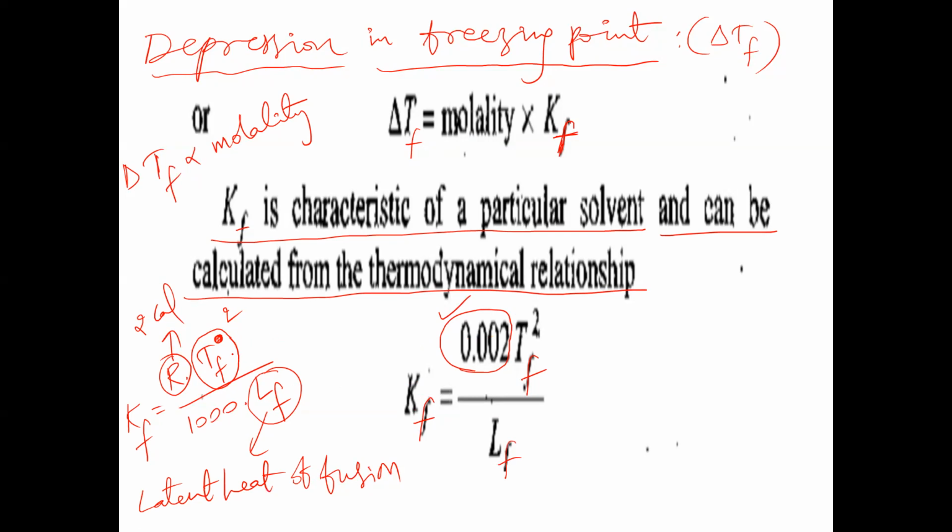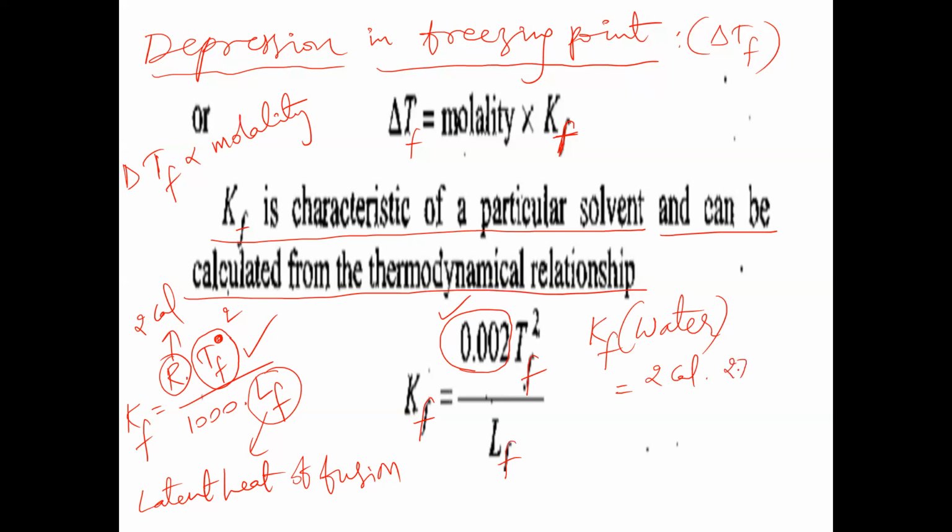So what is TF naught for water? Suppose you take KF of water, the solvent, what will be the formula now? KF of water is equal to R value, how much? 2 calories into TF naught. What is the freezing temperature of water? 0 degrees Celsius. But we have to take Kelvin temperature. So 0 degrees Celsius is equal to how many Kelvin? 0 plus 273. That is 273 Kelvin square.